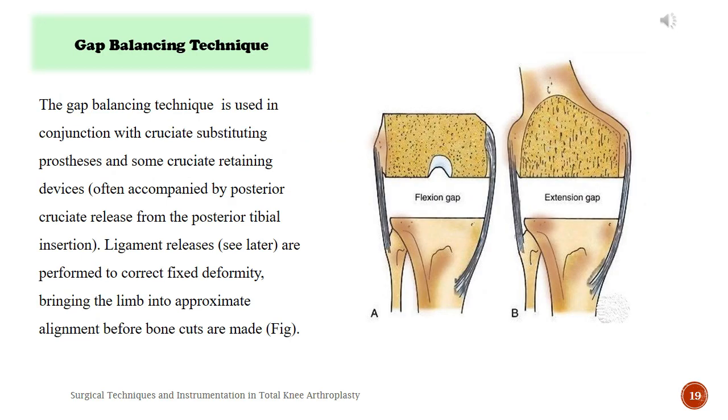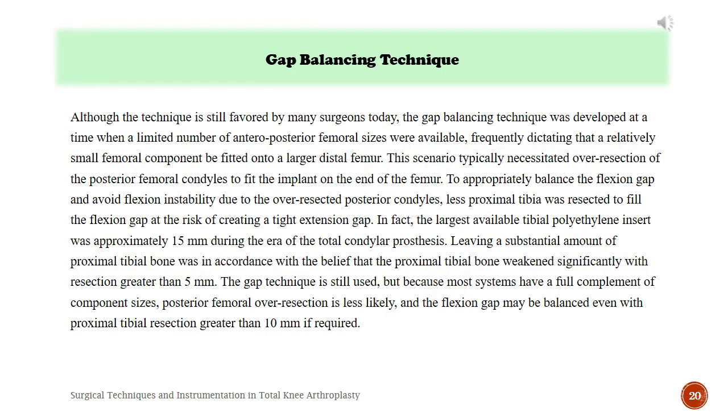Gap balancing technique. The gap balancing technique is used in conjunction with cruciate substituting prostheses and some cruciate retaining devices, often accompanied by posterior cruciate release from the posterior tibial insertion. Ligament releases, see later, are performed to correct fixed deformity, bringing the limb into approximate alignment before bone cuts are made.